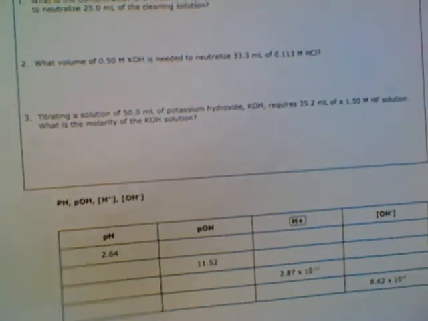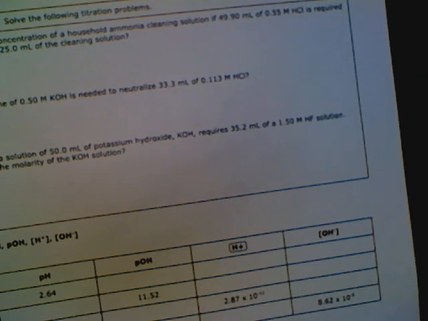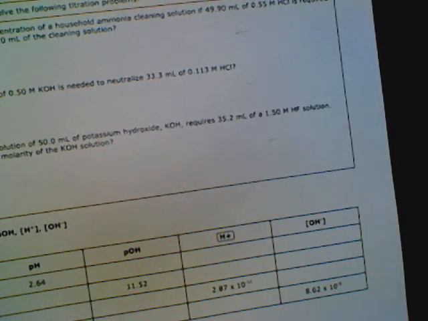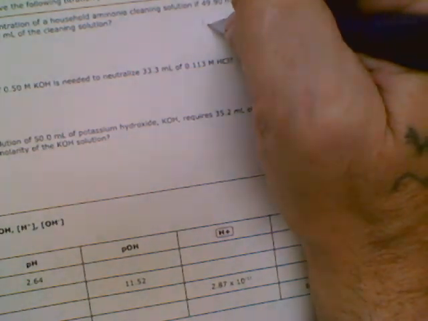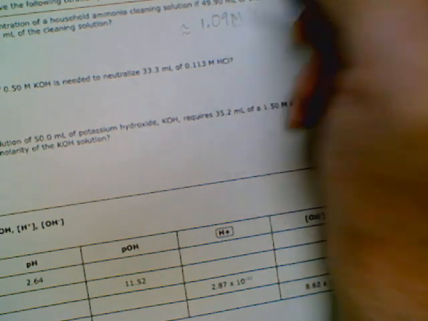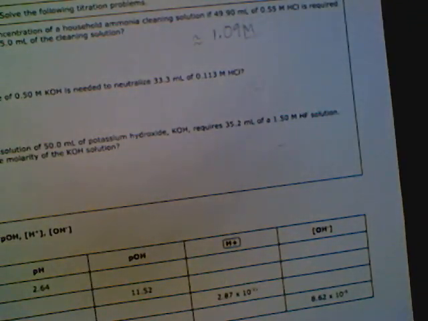All right, we are on page 5. I'm going to let you do these calculations. Maybe I could give you answers. 49.9 times 0.55 divided by 25. 1.09 more or less. 0.50, nope, clear.